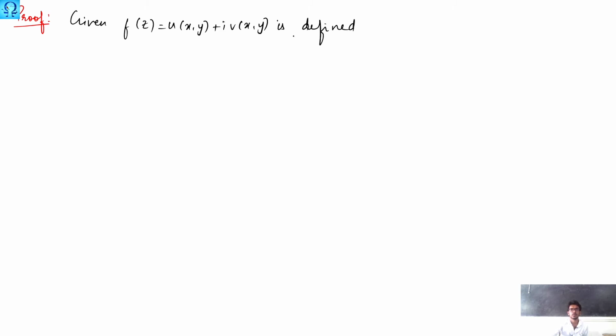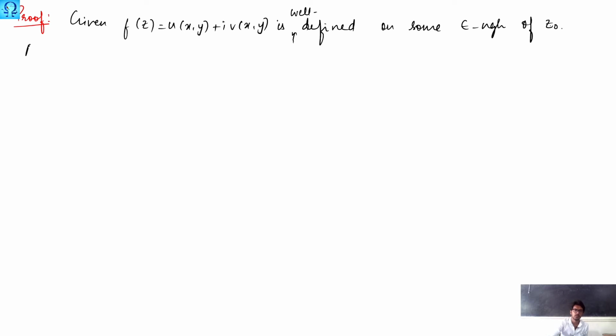Okay, so given the function f(z) = u(x,y) + i v(x,y), it is defined, or we may say well defined, on some epsilon neighborhood of z naught.